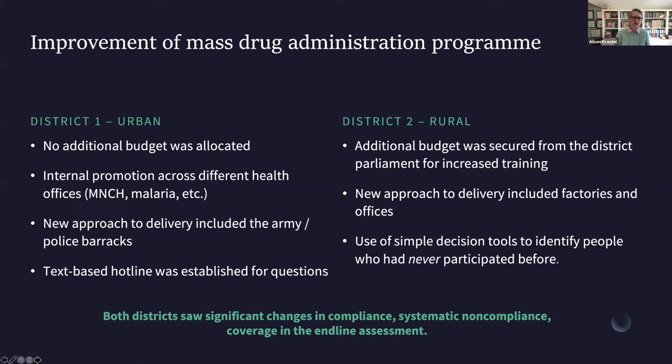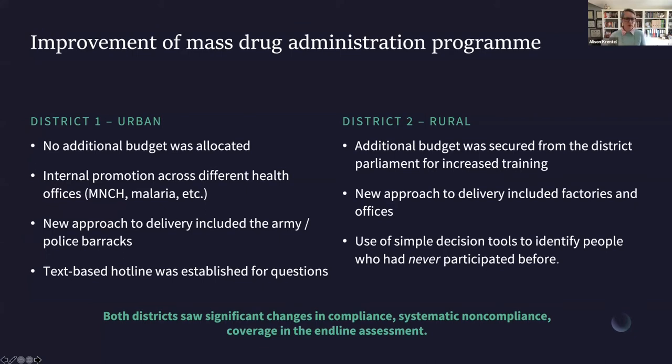And what I should note here is that the research project had no funding for an intervention. So any changes to the intervention had to be borne by costs by the health system itself. So in one area, the urban area, no additional budget was provided. However, in the rural area, they were able to advocate to their local district parliament for additional resources. And both districts took a different approach to improve their mass drug administrations. And I've put some of those up here on the slide.